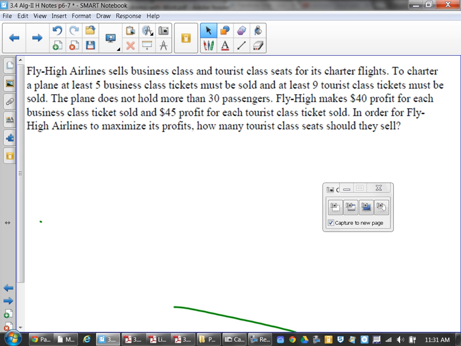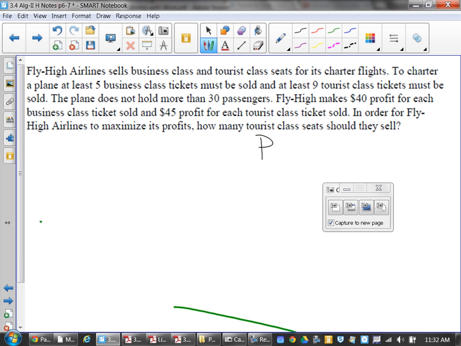What they're doing here is, if you read this, what is the objective of the problem? What does it want you to figure out? How many tourist class seats, in order to maximize your profits. Once you figure out what the objective is, write out what the objective function would look like. Remember, we call that our C function? But in this case, we're talking about profits. What letter do you think I'm going to use?